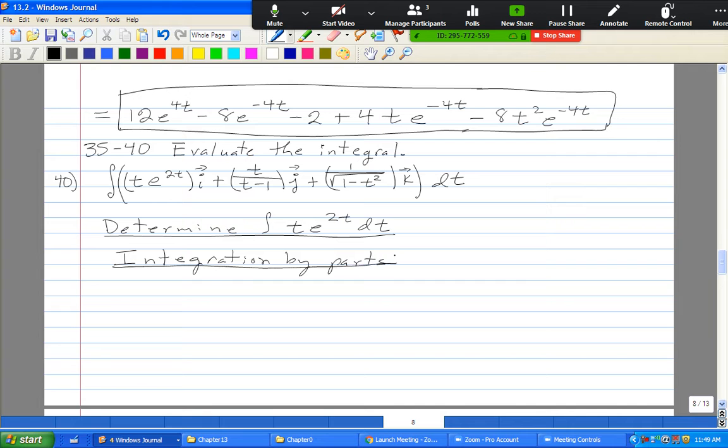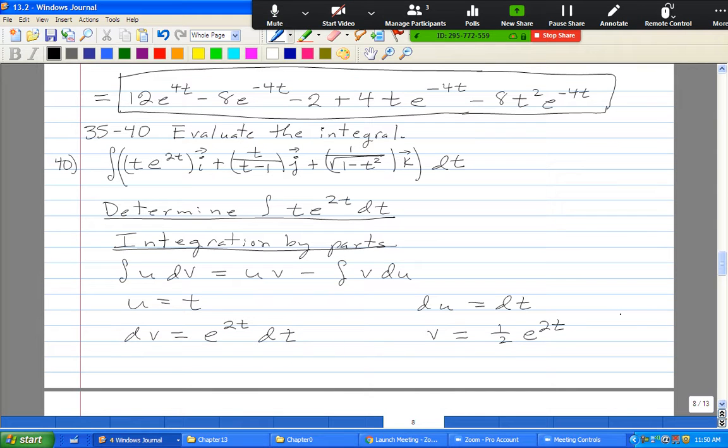And so let's recall integration by parts. The integral of u dv is uv minus the integral of v du. Let u equal t, dv equal e to the 2t dt. Then du equals dt, and v is equal to 1/2 e to the 2t.